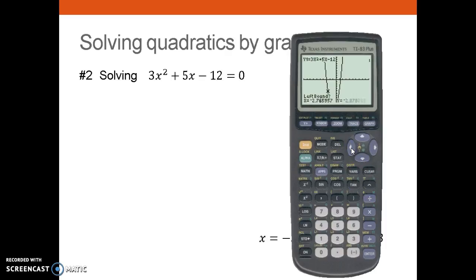And now I'm going to move my cursor to the left of the other 0 and click enter. I want to move it to the right of the other 0 and click enter. And I don't want to guess, I just want it to tell me. And the other solution is -3.